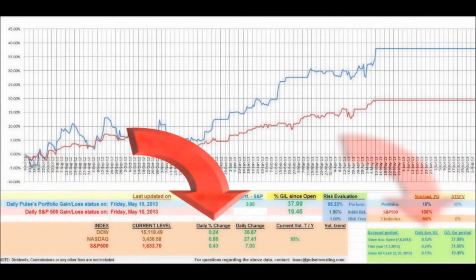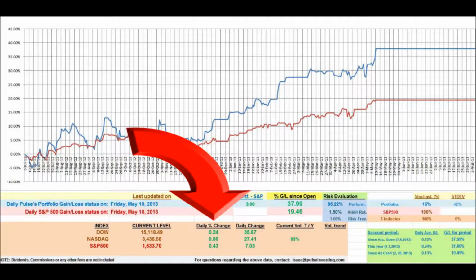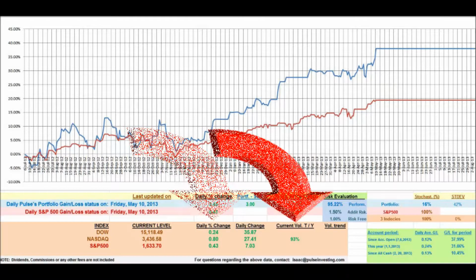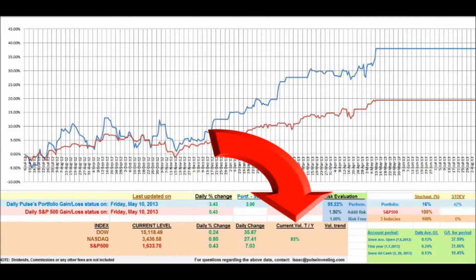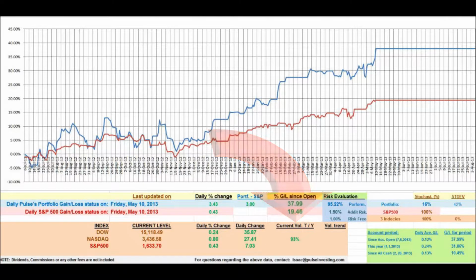Back to the left is the general status of the indices. So for today, it tells us what the 3 indices gained or lost on the day in percentage and in points. We also measure the change in percentage of the volume today compared to yesterday, which is explained in more detail in our system overview video.